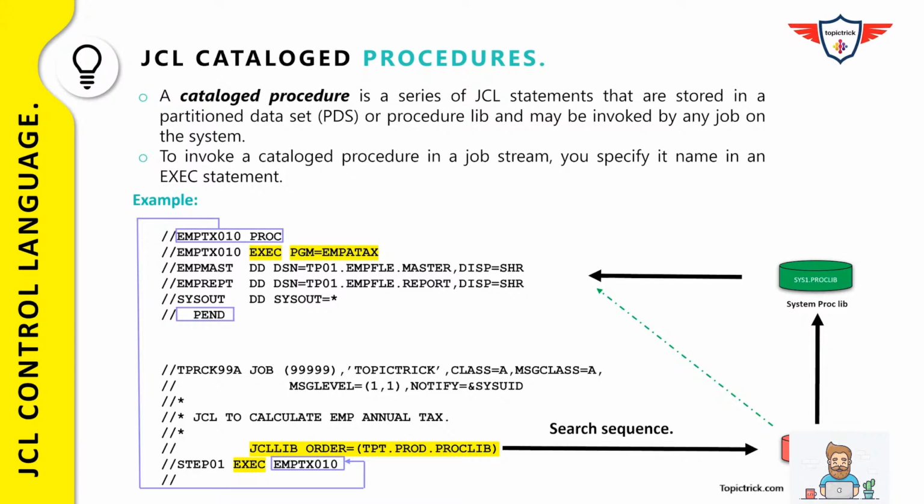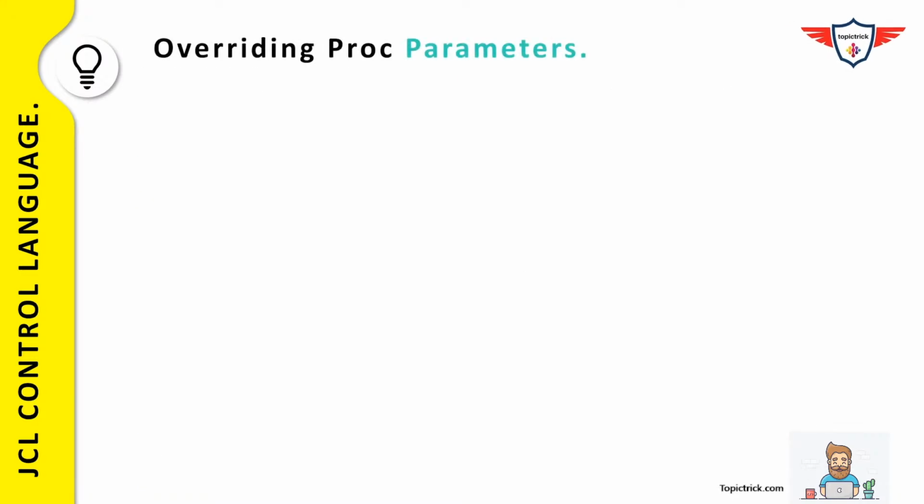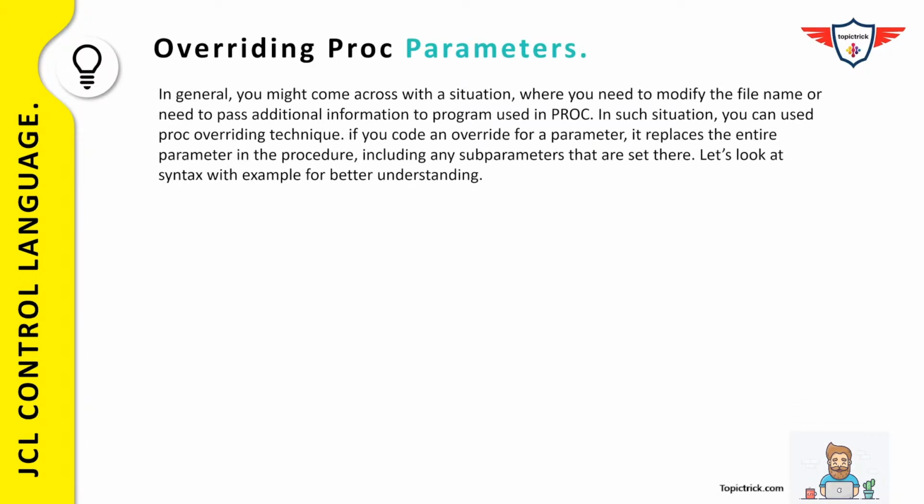Now let's talk about two important topics. First one is how to override different parameters in a proc, and second one is symbolic parameters. So before we discuss symbolic parameters, let's try to understand how to override different parameters in a proc.